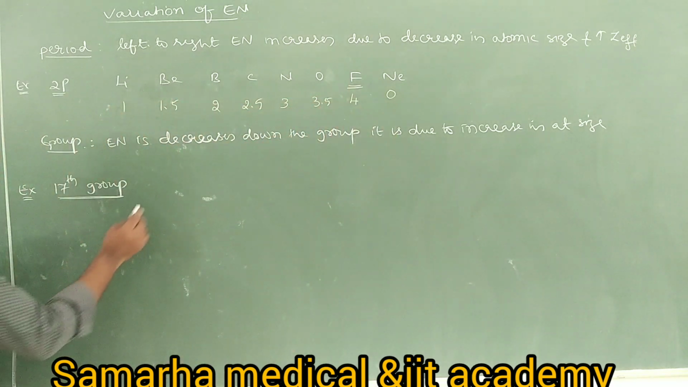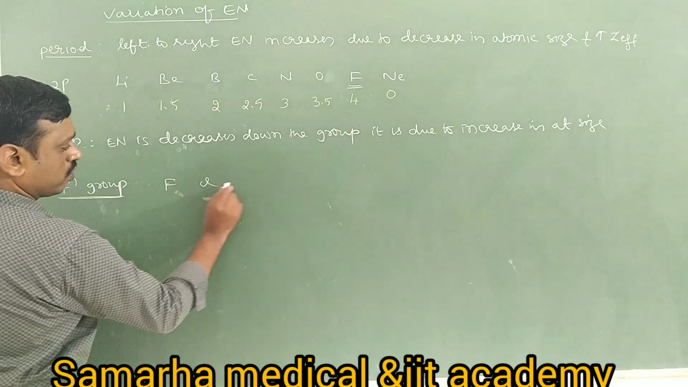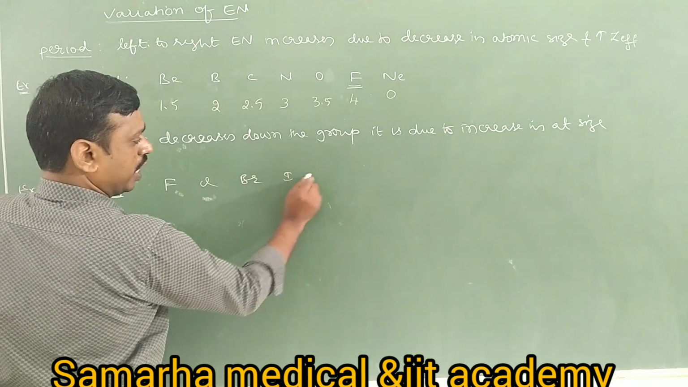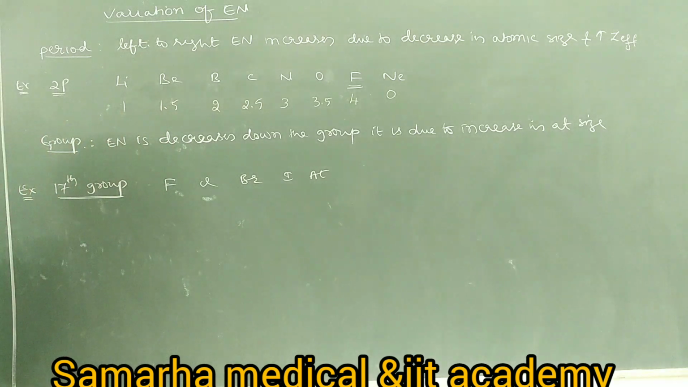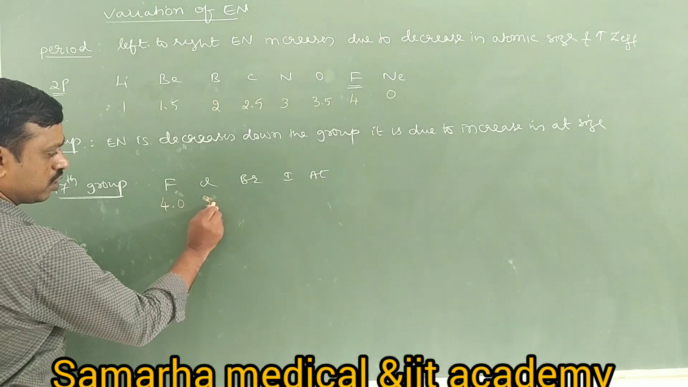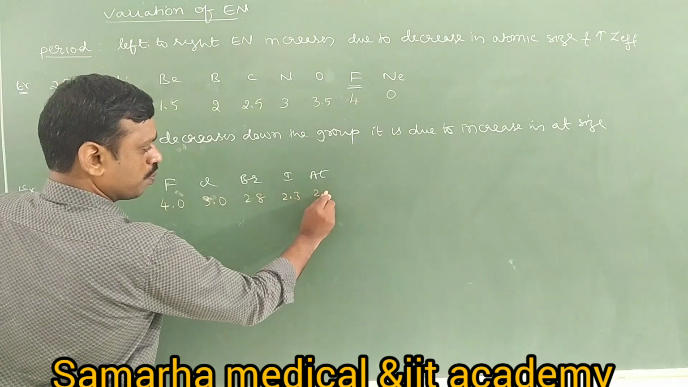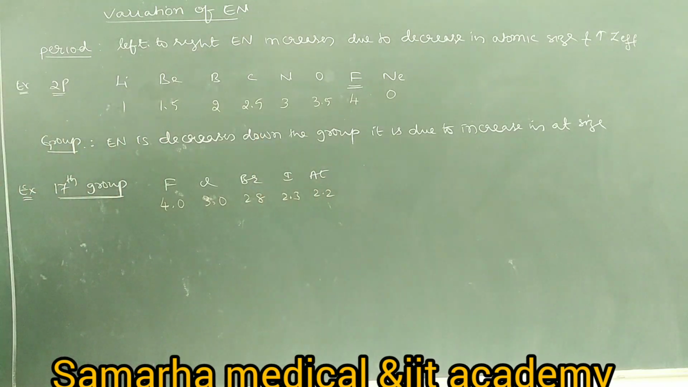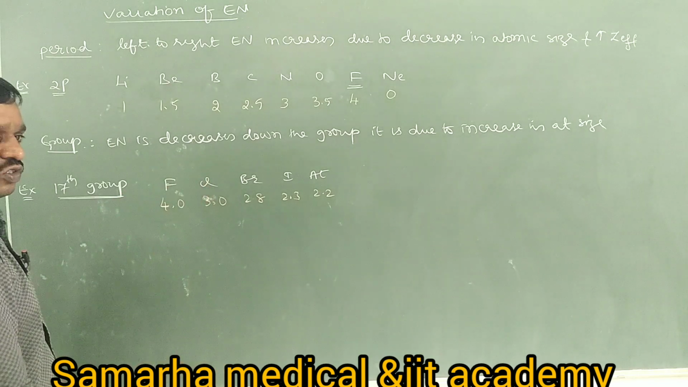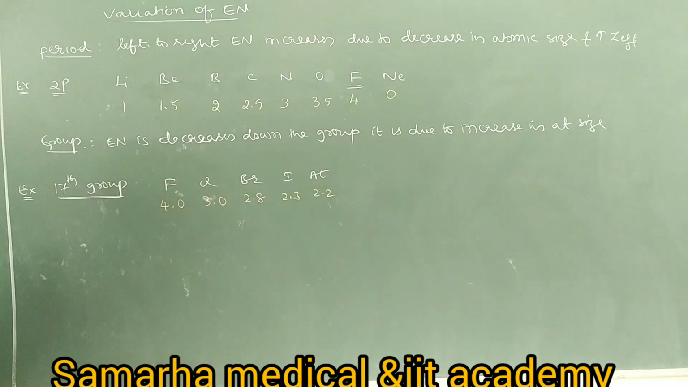So can you tell me what are the 17th group elements? Fluorine, chlorine, bromine, iodine, astatine. So what is the electronegativity of fluorine? 4, we know that it is 4.0. Then 3.0, then 2.8, 2.5, 2.2. What is the unit? No unit. All these are comparison values. Comparison with respect to what? Hydrogen.